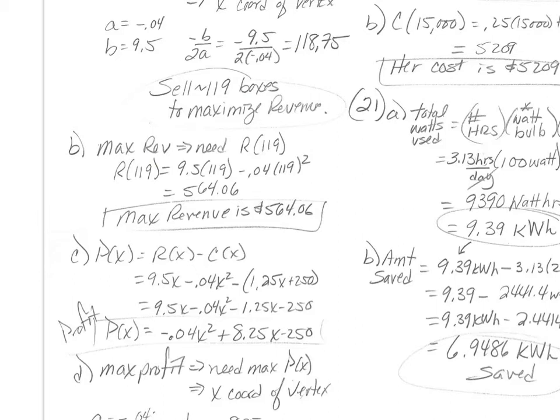Yes, that revenue is going to be off a little bit because it's not at the exact vertex, but because we rounded here, we have to use that 119 here. Profit is given by revenue minus cost. We knew that. Substitute the functions in that you were given.